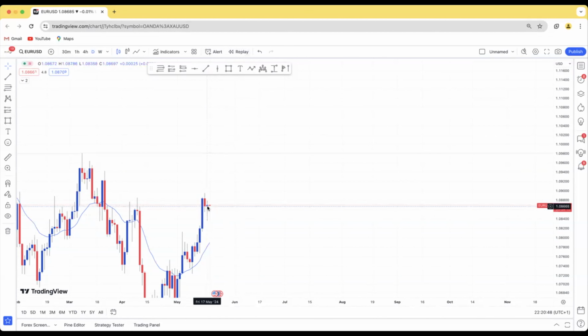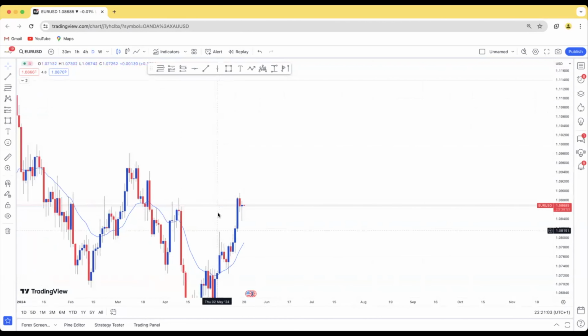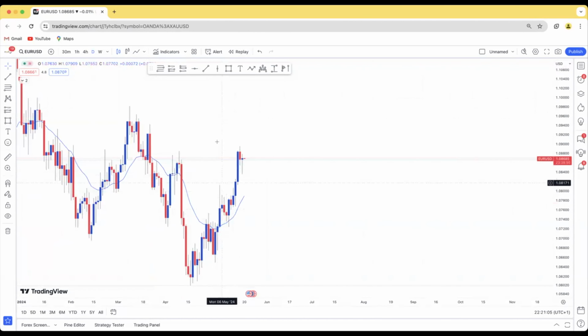Can you tell me this candlestick formation? Bearish? No, that's not a bearish engulfing. This bullish candle here is not a bearish engulfing. No, no, you were talking about the blue candlestick. Sorry. This is an engulfing here, when it engulfs the previous candle.